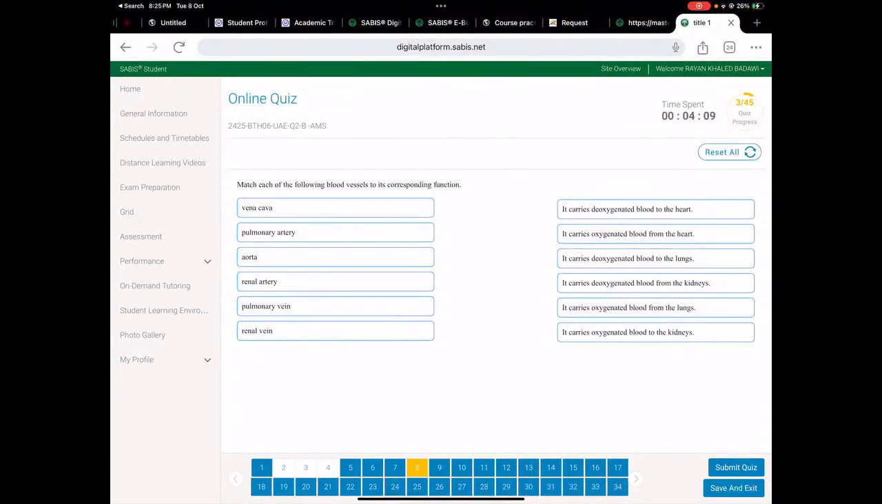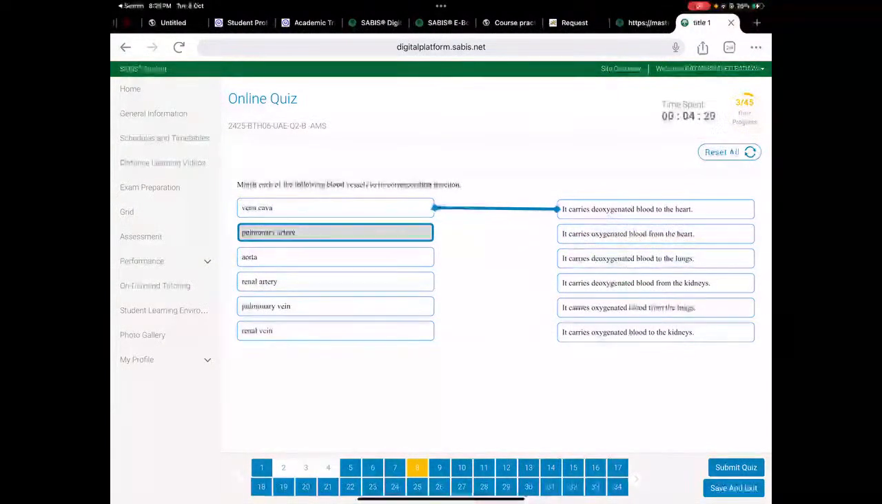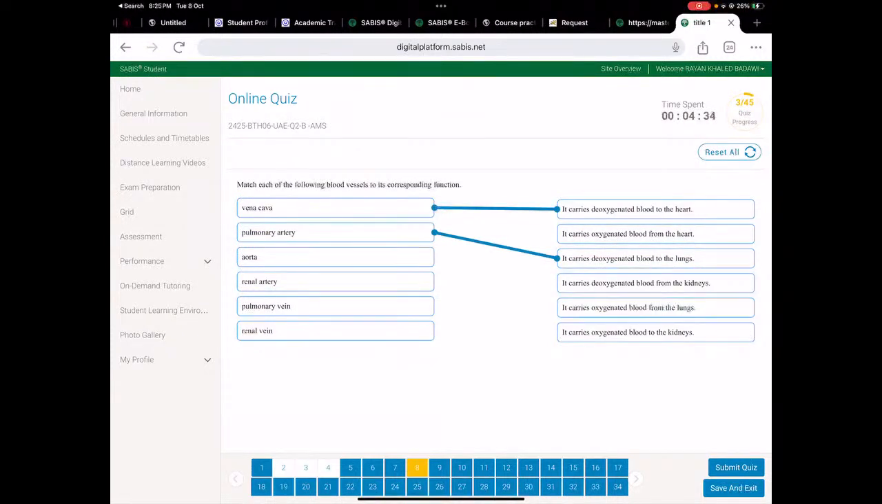Okay, Hassan, I got you, man. So vena cava is what? Carries deoxygenated blood towards the heart. Okay? Pulmonary artery is gonna carry, remember, deoxygenated blood because it's one of the exceptions we have. Okay? It carries deoxygenated blood away from the heart, or we can say to the lungs.